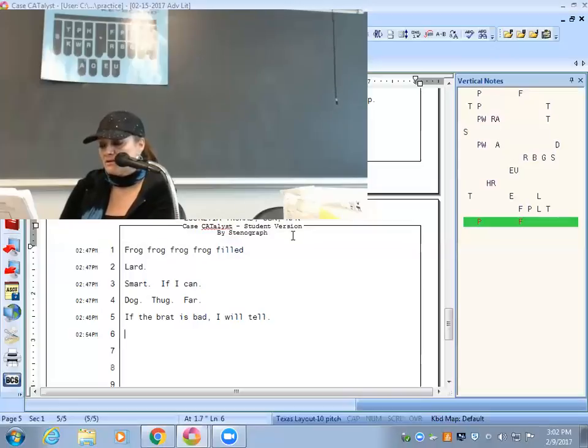The frog hurt its left leg. Will the mob kill the lad? The map will tell us a lot. The dogs are ripping the shirt. If the brat is bad, I will tell. I filled the big red mug with lard. I will melt the lard.